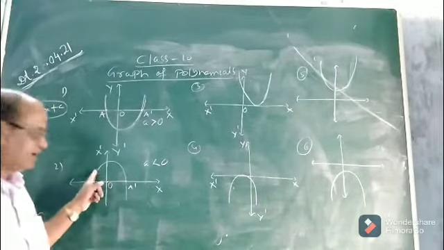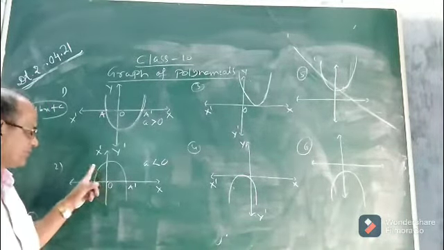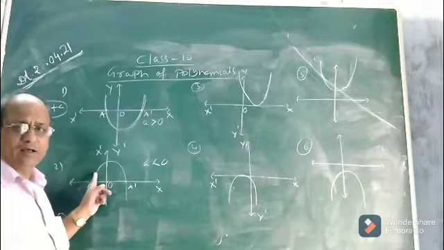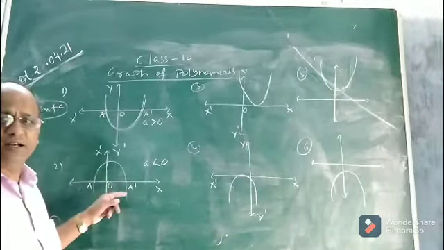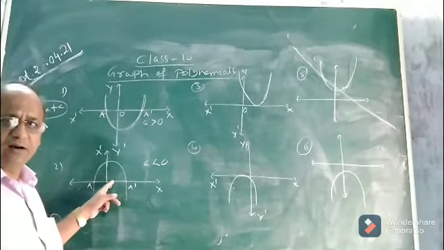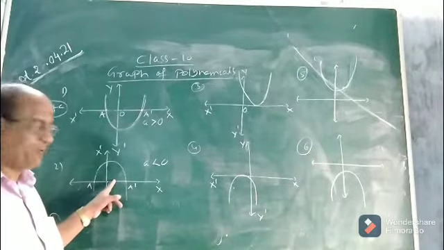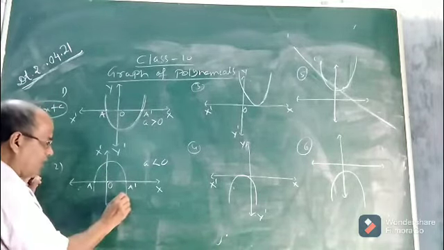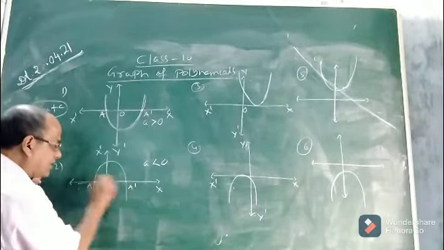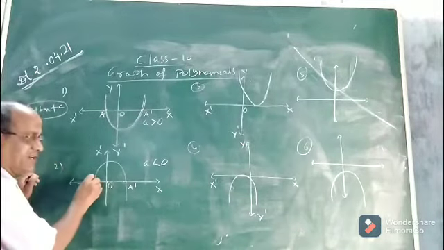So from this we will say that in this case also the given quadratic polynomial can be factorized into two linear factors, or it has two distinct linear factors. Now in this case it opens downward and it cuts or intersects the x-axis in two distinct points.